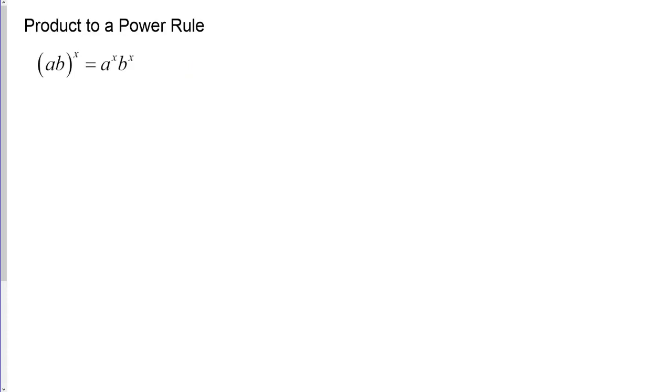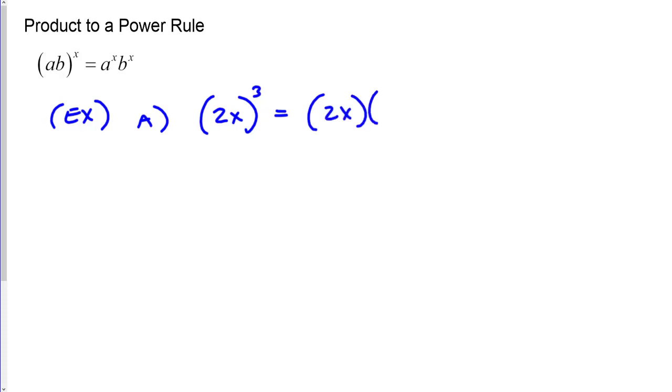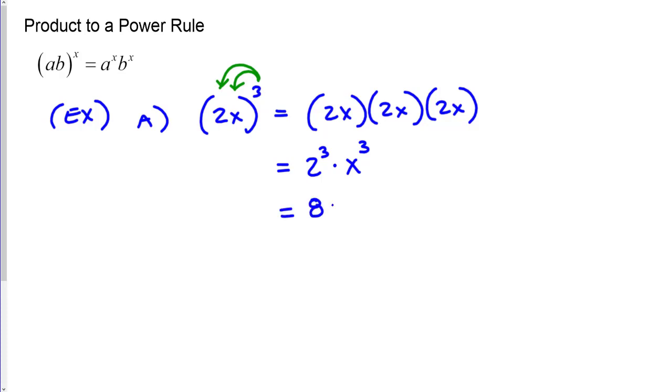The product to a power rule. So if I have, for instance, let's say I have 2x to the 3rd power. So I have a product, 2x, and I'm raising that to the 3rd power. Essentially what this rule tells me is that I would take 2x times 2x times 2x, which would basically be 3 factors of 2, which would be 2 to the 3rd power, and 3 factors of x, which would be x to the 3rd power. So in effect, you basically distribute the 3 into each of the factors. And if you wanted to write the final result, in this particular case, it would be 8x to the 3rd. So that's what's happening in the product to a power rule.